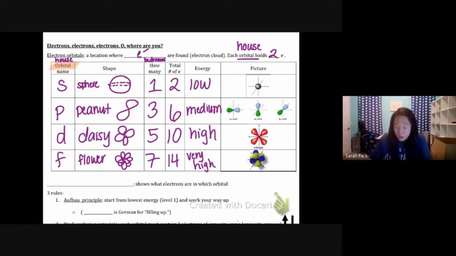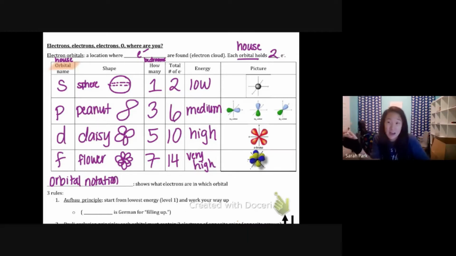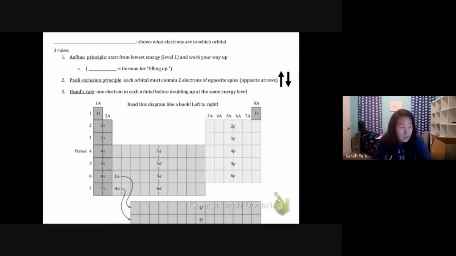So we are going to learn about orbital notation. Orbital notation is a way to show where the electrons actually live, instead of drawing them three-dimensionally and sort of crazy. We show a really shorthand version of where the electrons are going to live. Let's talk about it right here. There are 3 rules that go with orbital notation.